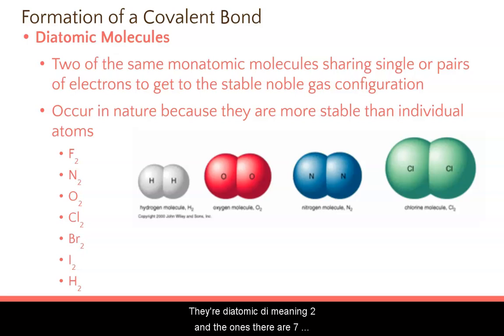And there are 7 naturally occurring diatomic elements and molecules. That is fluorine, which is F2, nitrogen, which is N2, oxygen, that is O2, chlorine, which is Cl2, bromine, which is Br2, iodine, which is I2, and hydrogen, which is H2.